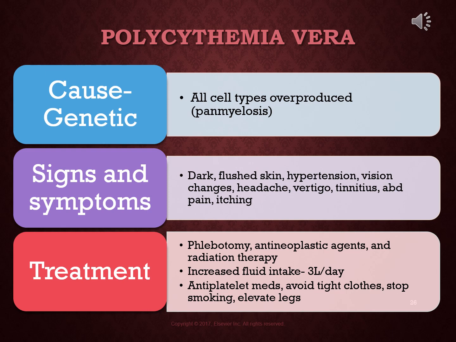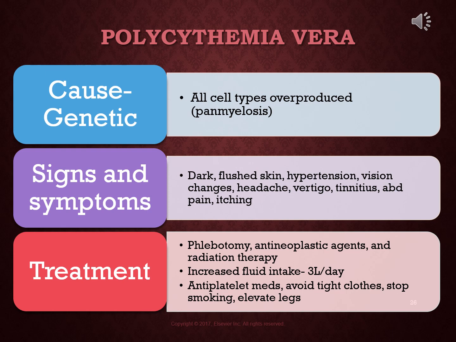Finally, a word about polycythemia. There are two types of polycythemia. Polycythemia vera, which is a genetic mutation, causes overproduced cells of all cell lines. So it's panmyelosis, or the increase in white cells, red cells, and platelets.